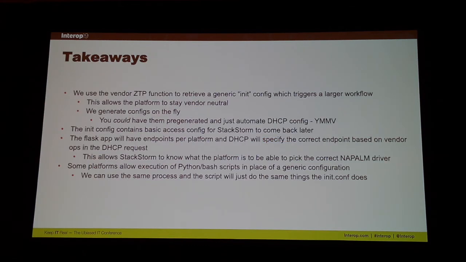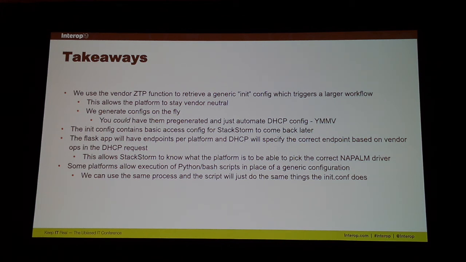So takeaways here. We're using the vendor-based ZTP function to retrieve an initial config that triggers a workflow in a larger automation platform. So this allows us to stay vendor neutral. Now you might be saying, that initial config isn't going to work for Juniper and Cisco.